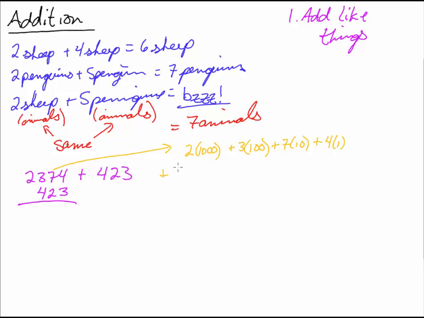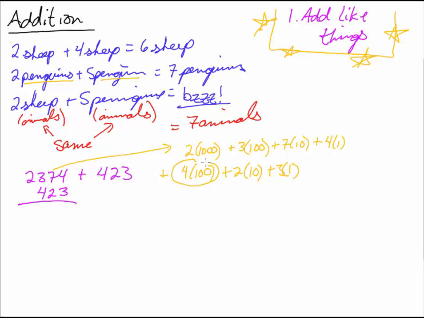And we're going to add to that this 423, which is 4 hundreds plus 2 tens plus 3 ones. Now you'll notice I didn't line them up right. But this rule up here where you have to add like things, oh man, is that important. It forces us to do this lining up thing. These hundreds, they're like the penguins up there. They can only add with other penguins. You can't add sheep and penguins. 2 thousands plus 4 hundreds doesn't give you 6 anything. It's the 300s and the 400s that add up to 700s. And that's what happens here.